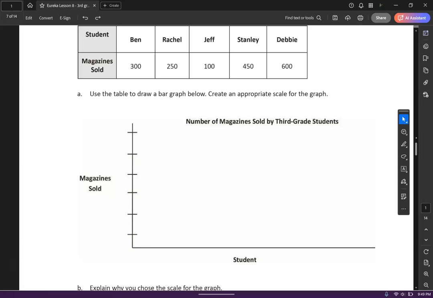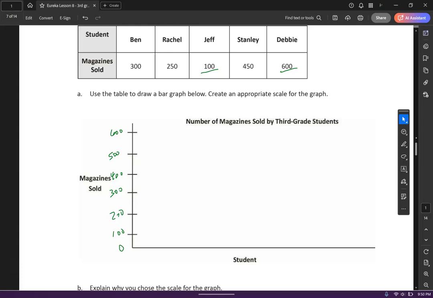Now I can see my lowest number is 100, and my highest number is 600. So I'm going to start with 0, and I'm going to count by hundreds: 100, 200, 300, 400, 500, 600. Okay, so there's my numbers. If it works, that's what I'm going to use. Okay, next I have the students.